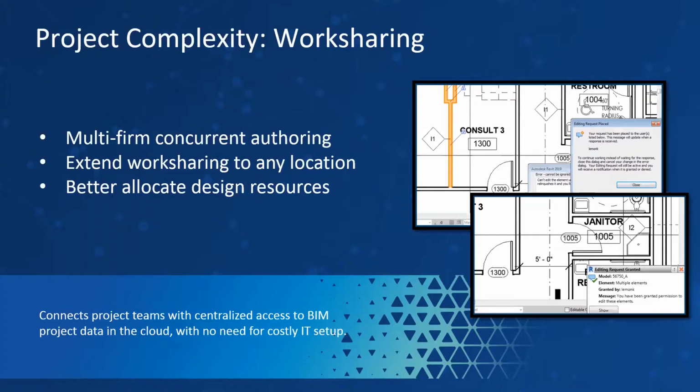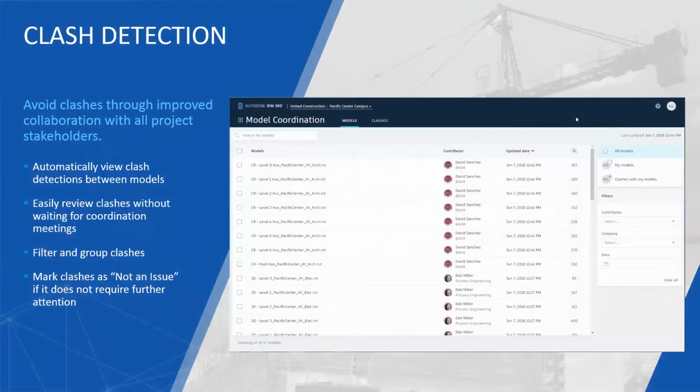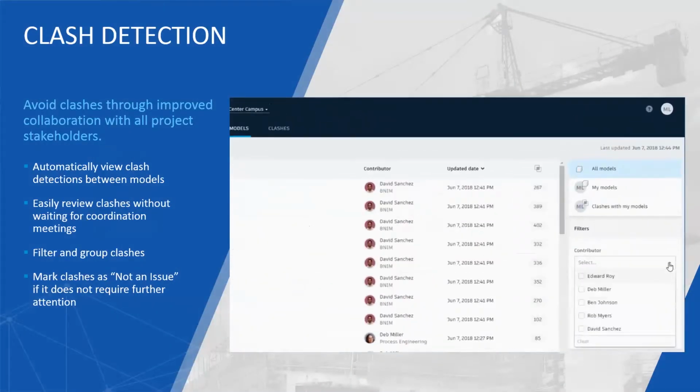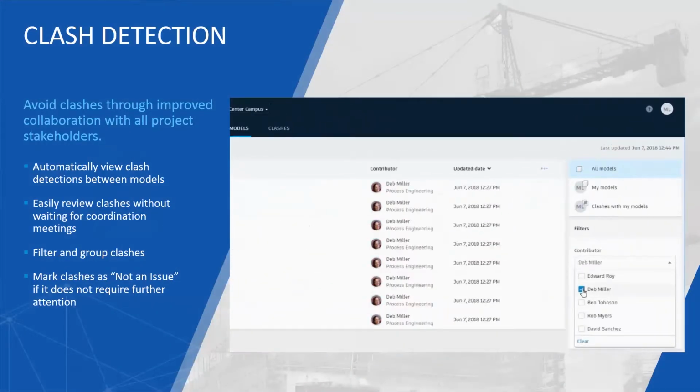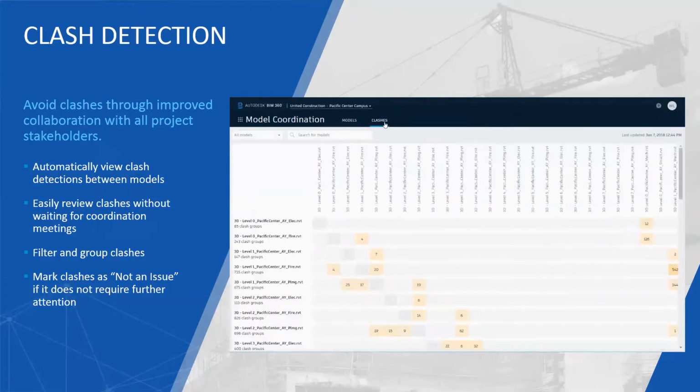BIM 360 Design also saves you costly IT setup. If you're looking at having servers on site to run some other Revit collaboration or Revit work sharing, you're able to do it in the cloud without the cost of those servers. I'm going to dive into BIM 360 Glue, looking at things like clash detection, which is the primary feature of BIM 360 Glue. Again, this is similar to Navisworks, but it's almost a lighter version of Navisworks in the cloud.